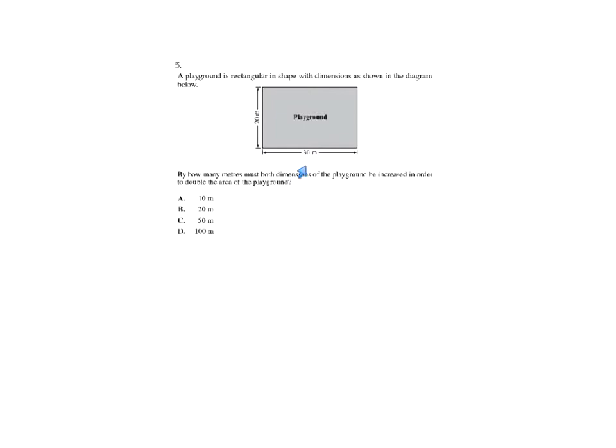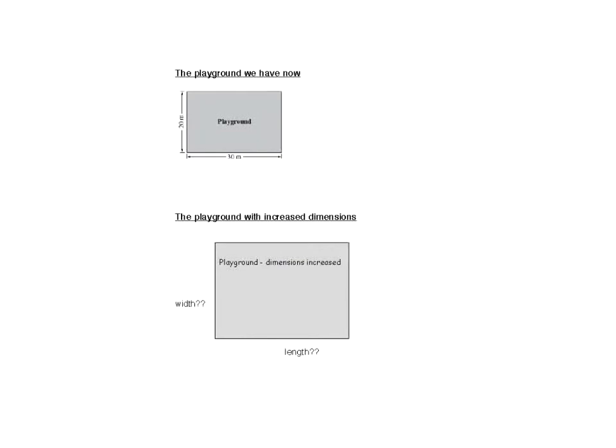But what we want to do is we want to find a playground that's going to have double the area of this original playground. So of course we're going to have to figure out what is the area of this original playground, and then what will the area of the doubled playground be. So let's do that. Okay, so here's just a picture of the playground we have now. The playground with increased dimensions, we don't know what it's going to be because we don't know how much we're increasing it by, but it's going to be a bigger one.